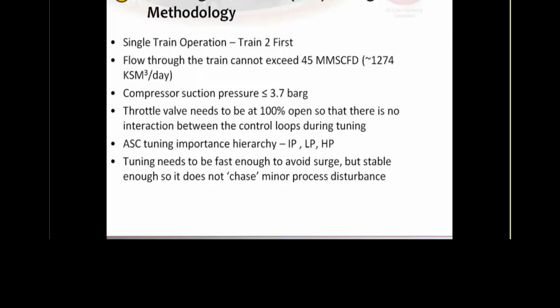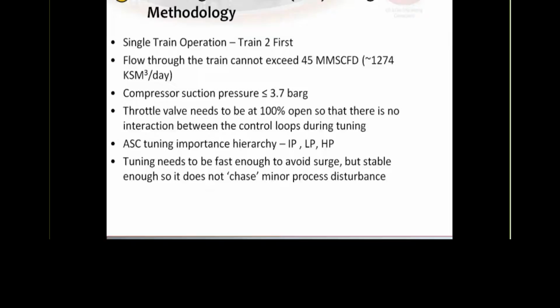And then we have to put that throttle valve, like the load sharing controller, on manual for the tuning process, because we do not want the load sharing to interact while the two trains are being tuned.